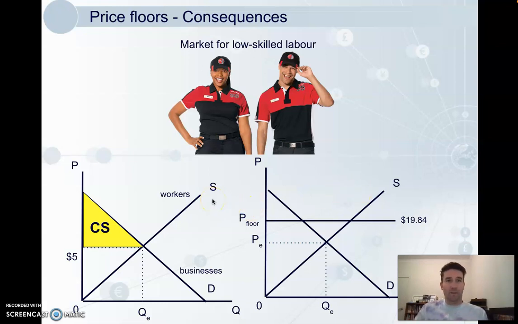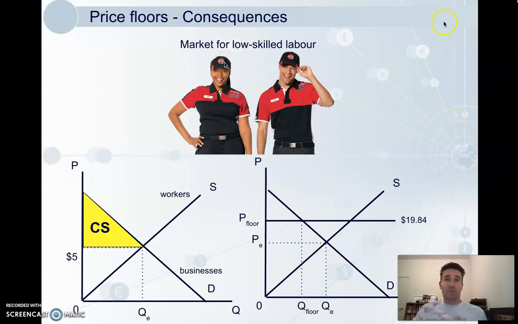What's the effect of this? Well, at this price, businesses only demand this much labor, Q floor. They're not going to buy any more labor. At this price floor, yes, many workers are receiving that higher wage, but then look at all the workers who don't have a job, they're unemployed, all those ones who used to have a job at the equilibrium price and now don't.